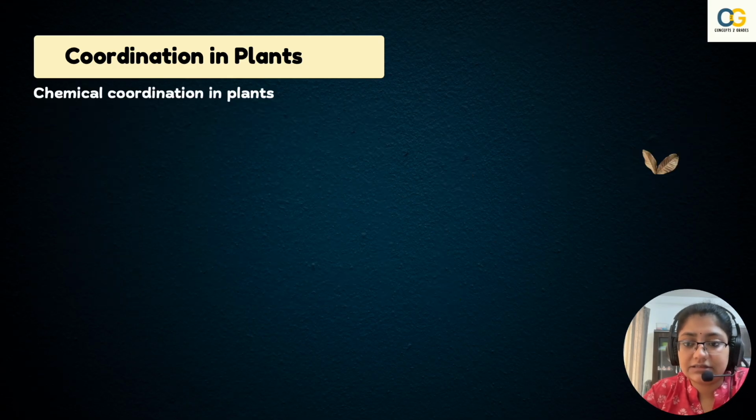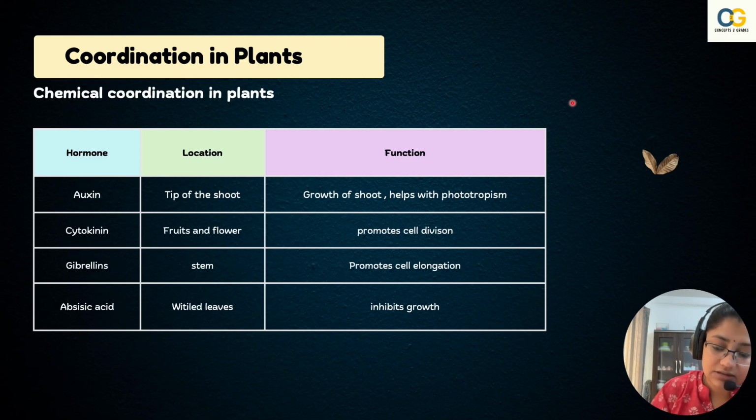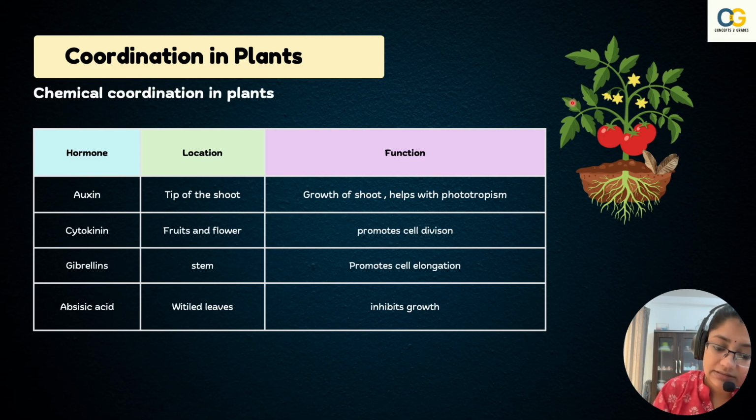Then comes chemical coordination in plants. So in plants also you need hormones to promote growth. It cannot do everything with the help of this one. It doesn't even have a brain, to be precise. So the hormones that help in growth of plants are auxin, which is present on the tip of the shoot, where the growth of the shoot happens, and it also helps with phototropism. Auxin is that hormone which helps in growth of the shoot, or the phototropism at the tip of the shoot.